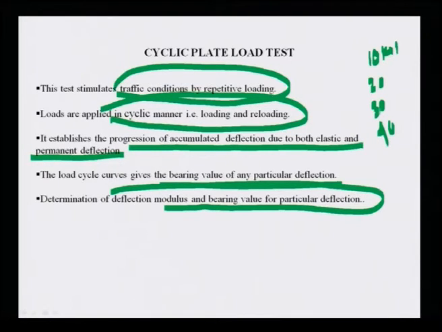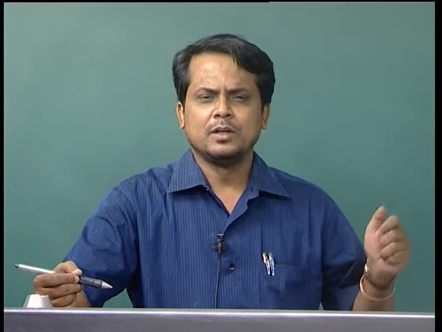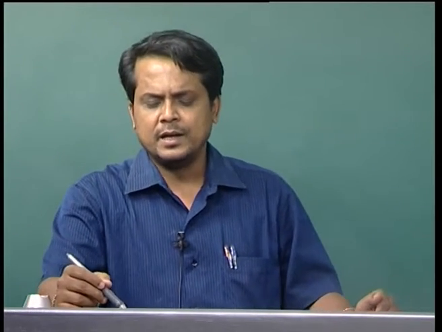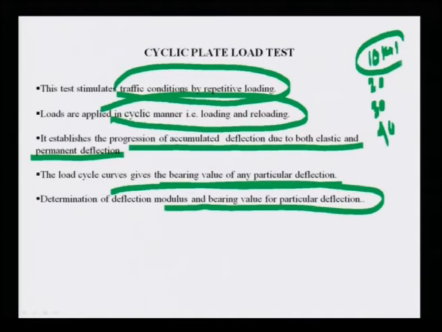But in a cyclic plate load test you first apply 10, wait till your settlement becomes constant or less settlement occurs, then after that you immediately unload, means the 10 kilonewton you immediately take out. Once you take it out, in the next step you apply 20 kilonewton, again unload it, then you proceed in this way.